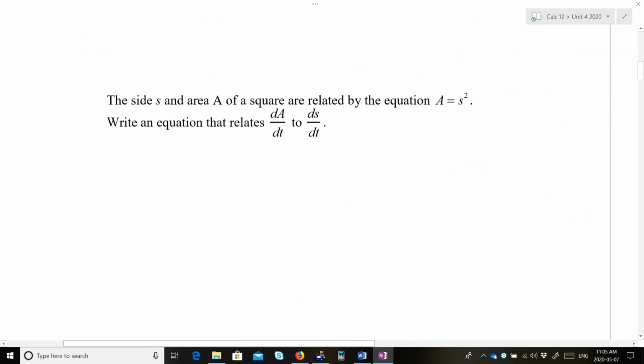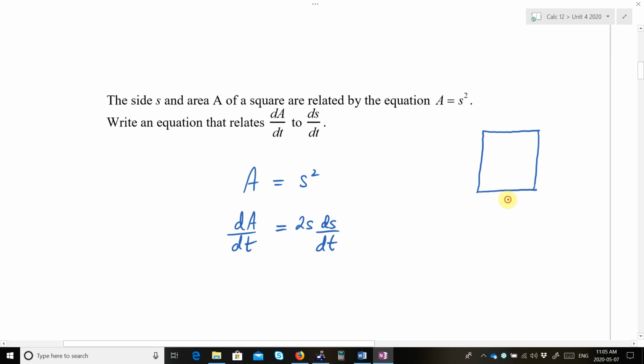Alright, the side s and area A of a square are related by the equation A equals s squared. Write an equation that relates dA dt to ds dt. Okay, so this is just a single variable, so its derivative is dA dt. s squared, the derivative is 2s, right? And since s is a function of time, we write ds dt beside it. Okay, so the area of a square changes as the side length s changes.